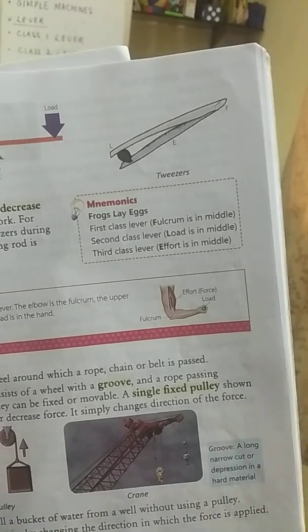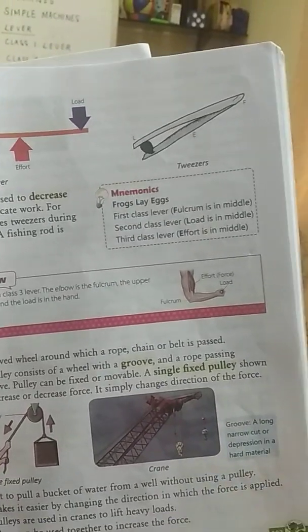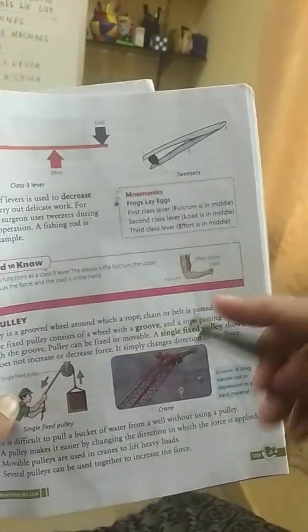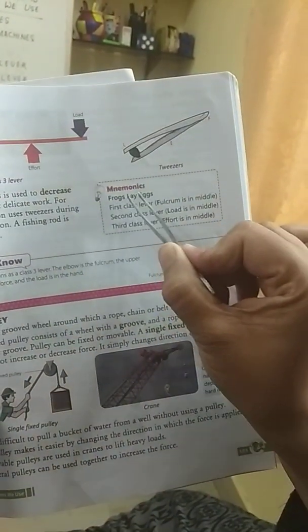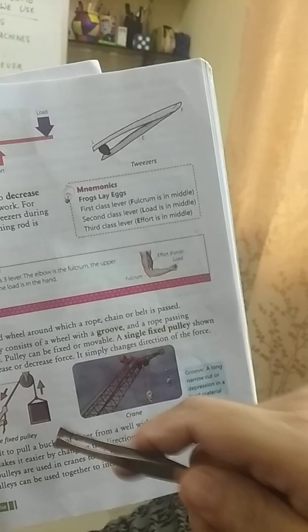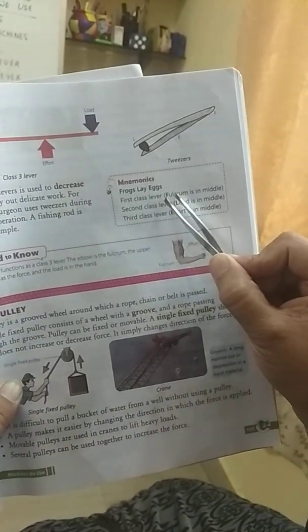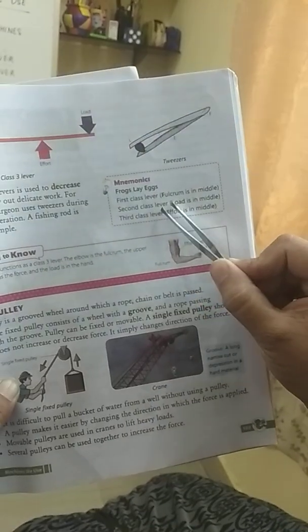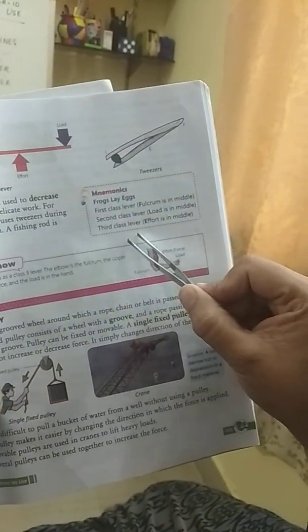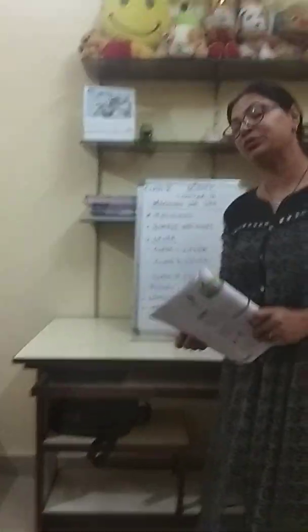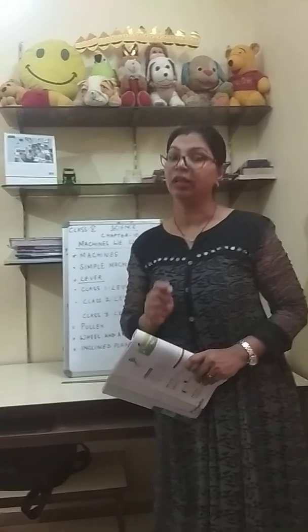Okay, now how to remember these types of levers? So the best way to remember is to learn in the form of mnemonics. Okay, like if you just learn frogs lay eggs. So in that way it will be easy to learn that in first class lever, fulcrum is in the middle. In second class lever, load is in the middle. And in third class lever, effort is in the middle. So if you learn with this method, it will become very easy to learn about these 3 types of levers.